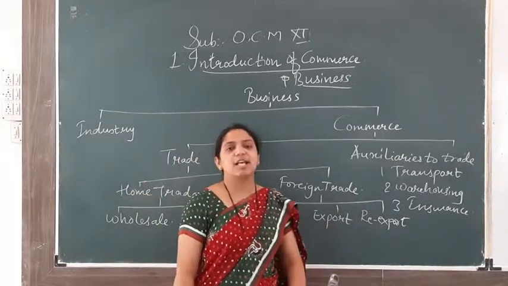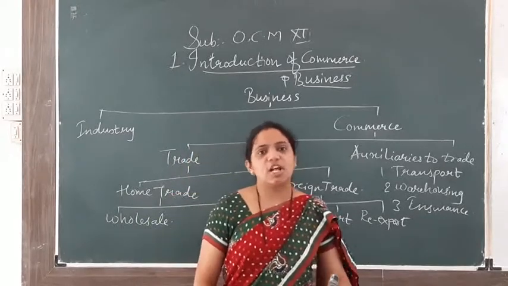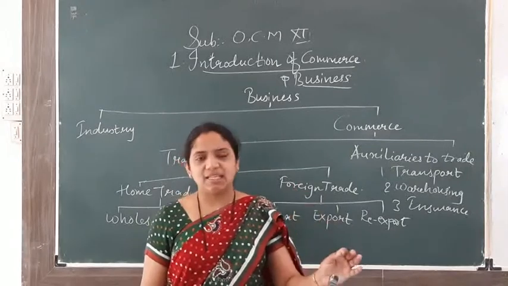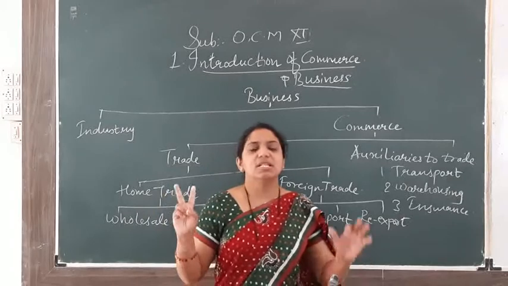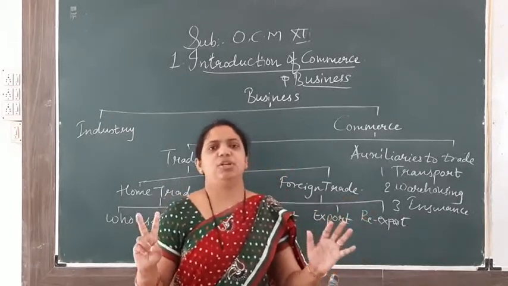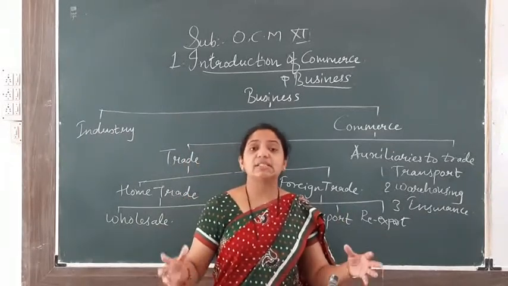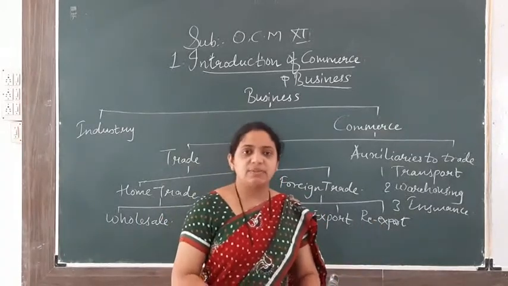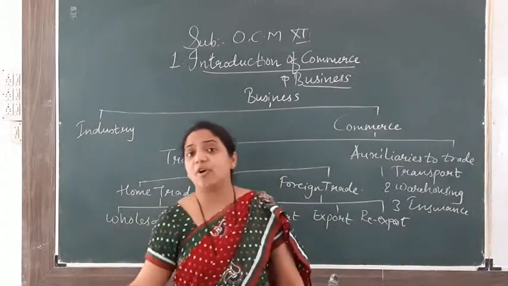The first is transport. But first, I'll tell you what the 7 are: transportation, warehousing, insurance, banking, advertising, mercantile agent, communication. These 7 parts help the smooth functioning of trade. Trade and auxiliaries to trade always complement each other and make complete commerce. Commerce is related with trade, and trade can be done only with the help of auxiliaries to trade.